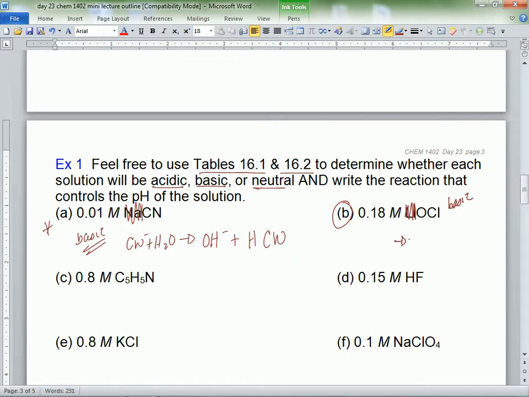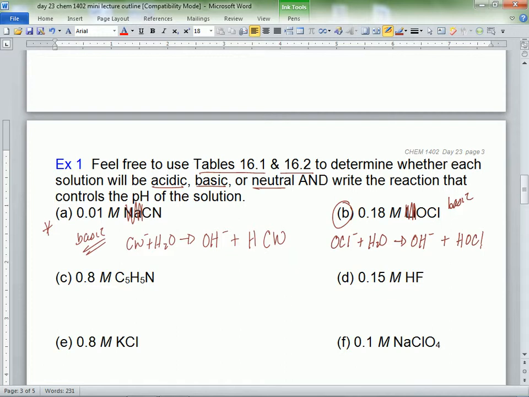So how do you write that? Danielle, how do you write this Kb reaction? How do we do it? OCl minus, the conjugate base, plus H2O gives OH minus and HOCl. Perfect, right? Okay. So let's go to the boards.